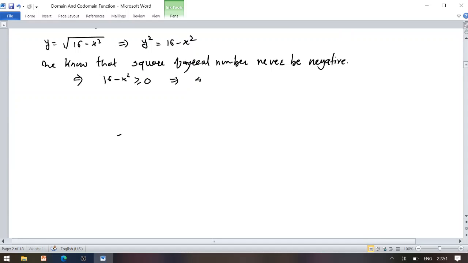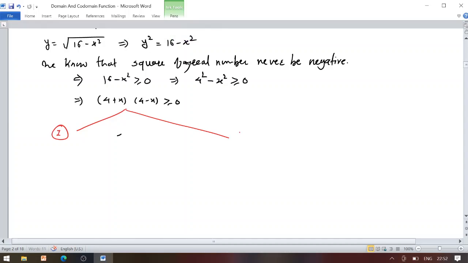So 16 is the perfect square of 4. We are having 4 square minus x square greater than or equal to 0. So as per the formula a square minus b square, we are having factors for the given quadratic expression: 4 plus x into 4 minus x is greater than or equal to 0. So ultimately again here we are having two cases. Once both brackets have positive values, then the overall result becomes positive, and if both brackets have negative values, then the overall result becomes a positive value including 0 also.